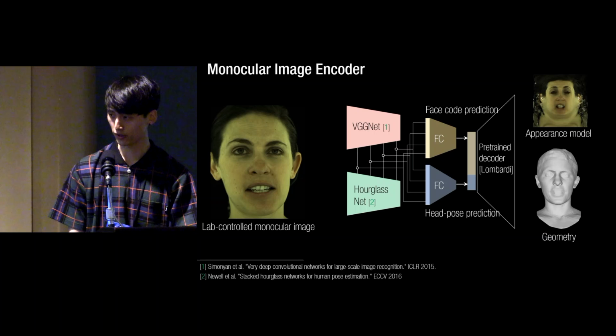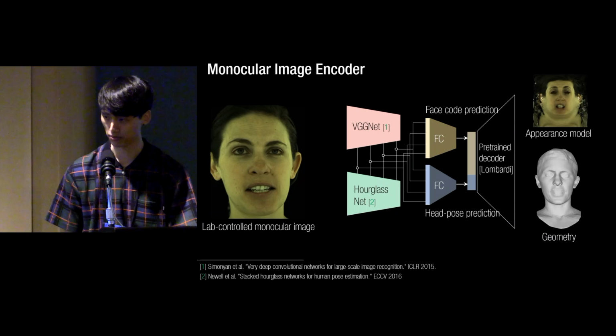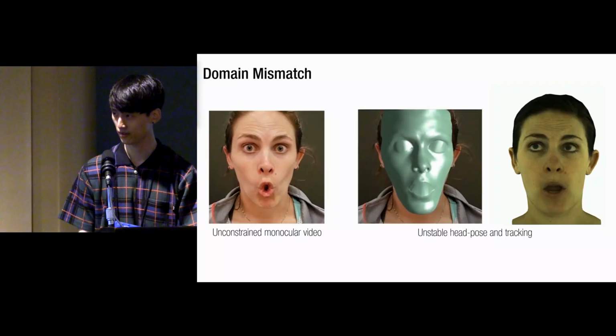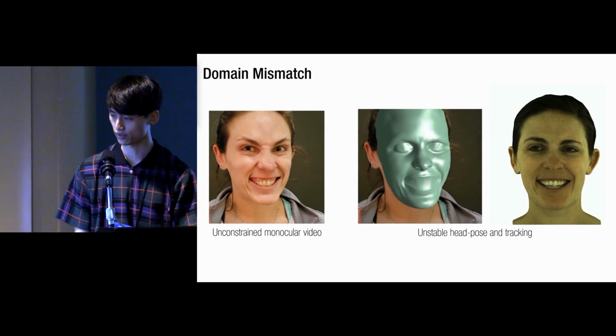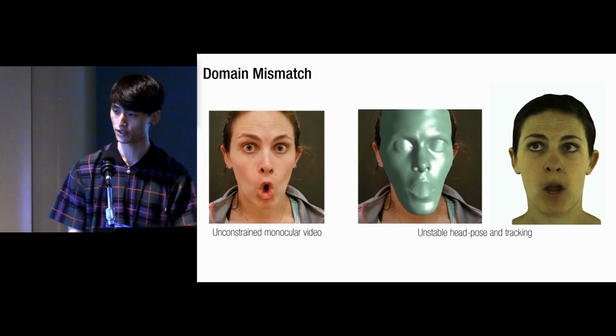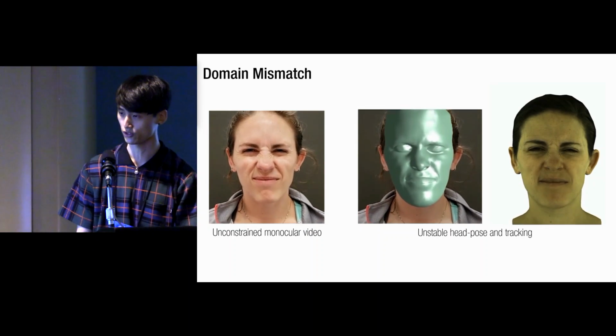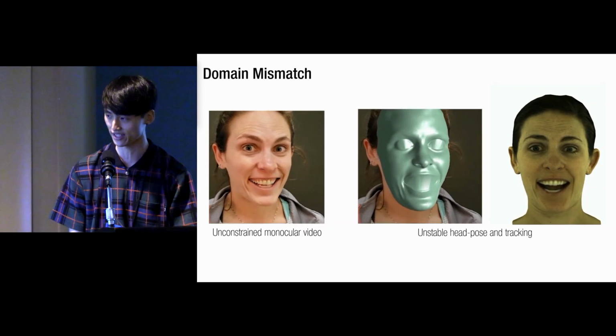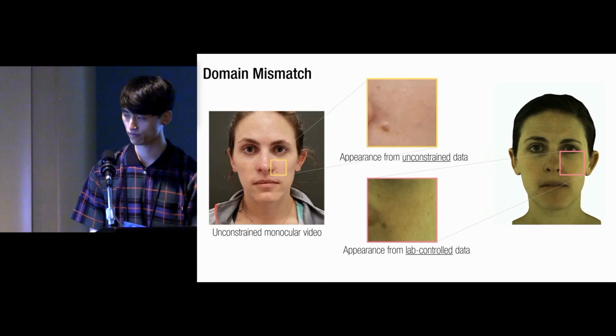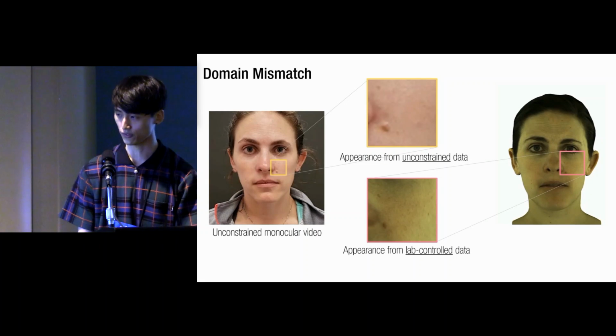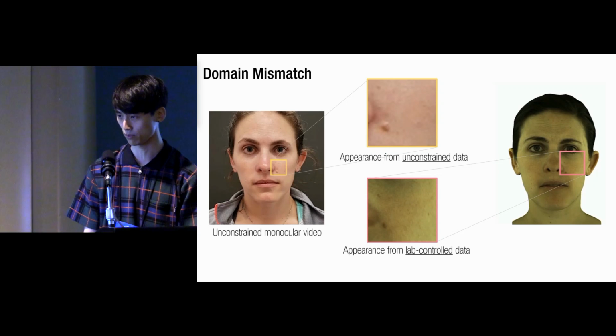Our encoder is initially trained on a lab-controlled dataset, but here is a problem. The visual differences between the lab-controlled data and real-world imagery produce significant visual artifacts such as pose tracking instability. Also, due to the different lighting conditions, the output appearance model is not reflective of the input testing scene.